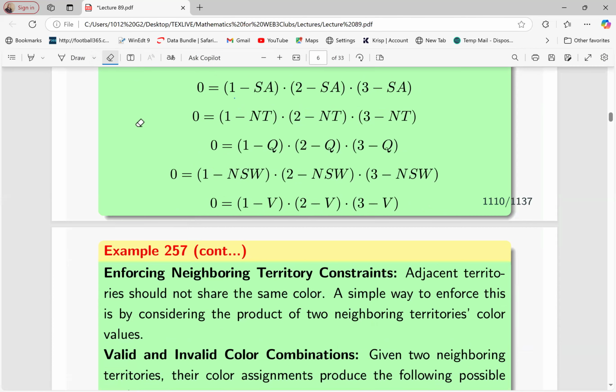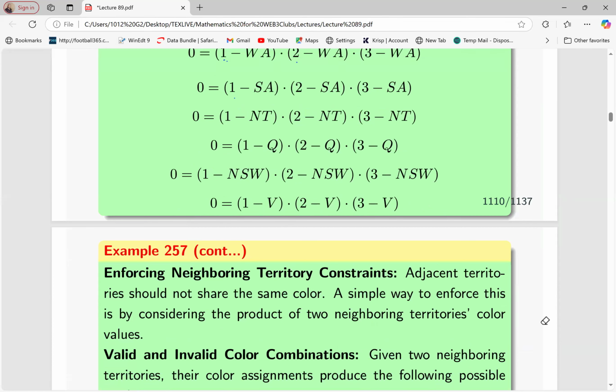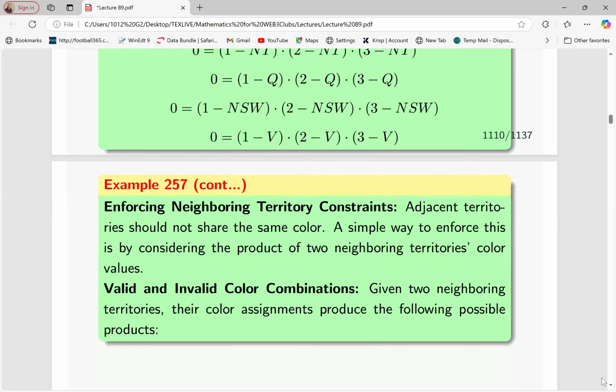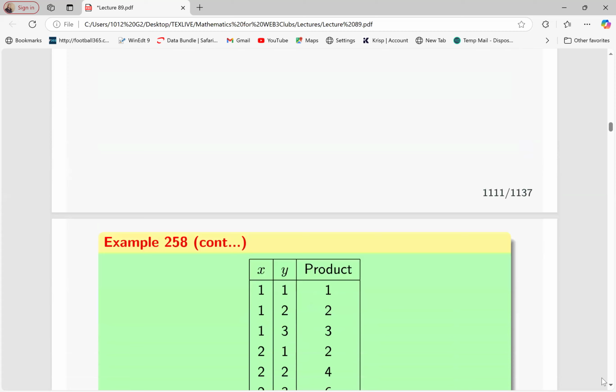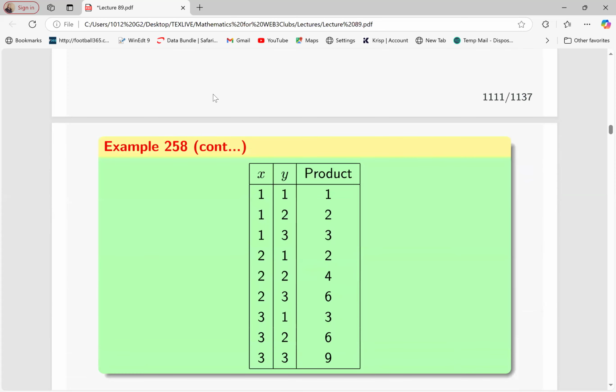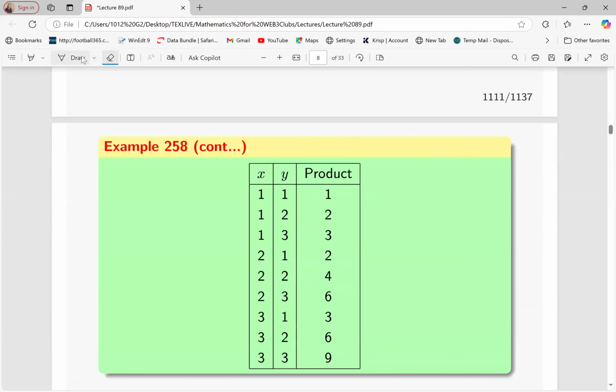Now, we just want to modify the above equation to ensure that there are no 2 neighboring regions that would have the same color. To ensure that we would not have 2 neighboring regions with the same color, we modify that equation slightly. So just before we modify it, let's look at the possibilities of 2 regions with different colors.